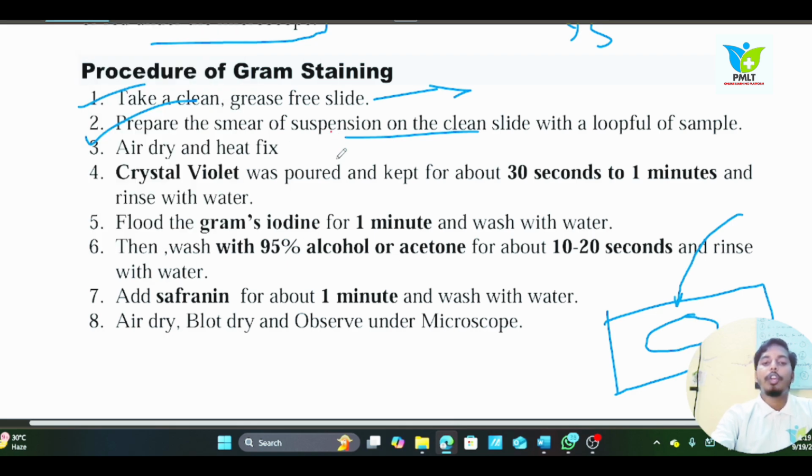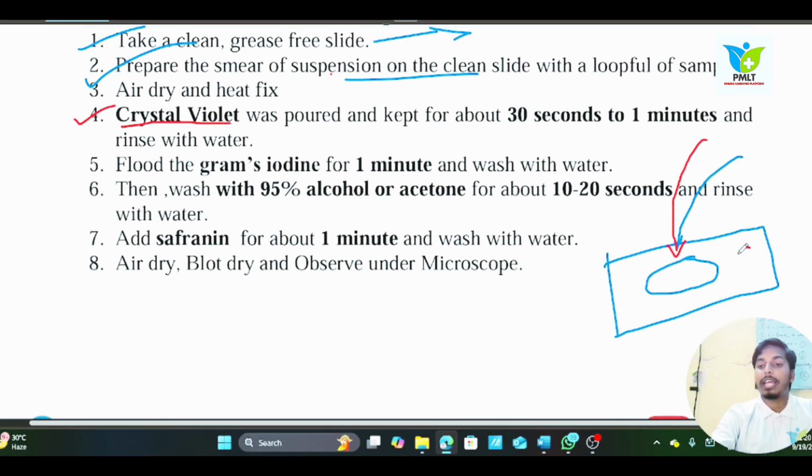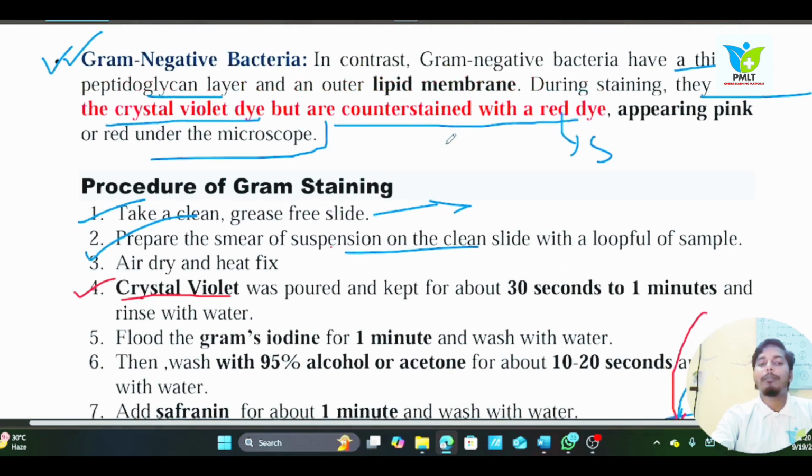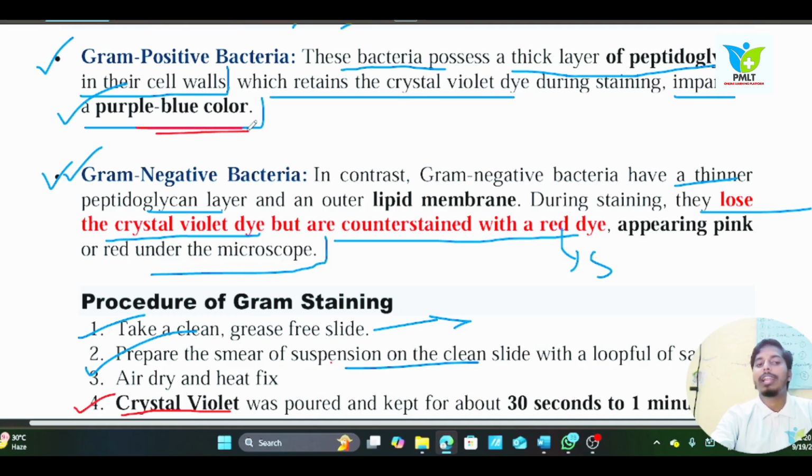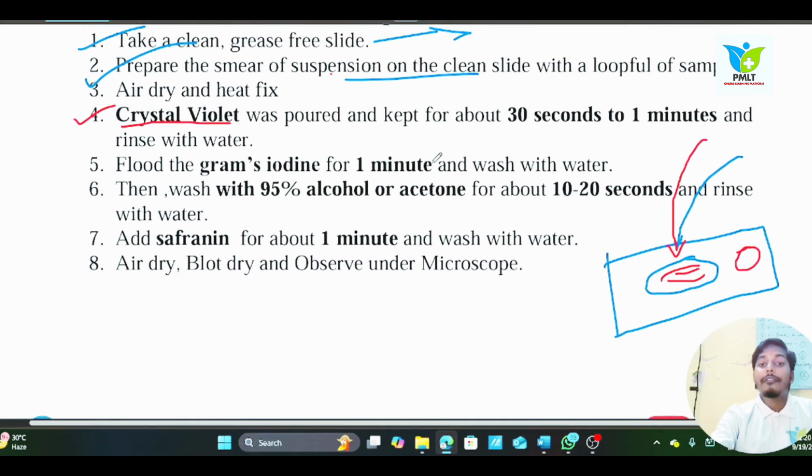After that, we have to add the crystal violet. Whenever the smear becomes dry, we have to add the crystal violet. When we add the crystal violet, there are two types of bacteria: one is gram positive and the other is gram negative. The gram positive bacteria take the crystal violet, which is violet in color, blue to violet, purple to blue in color. After that we have to leave it for 30 seconds to 1 minute.